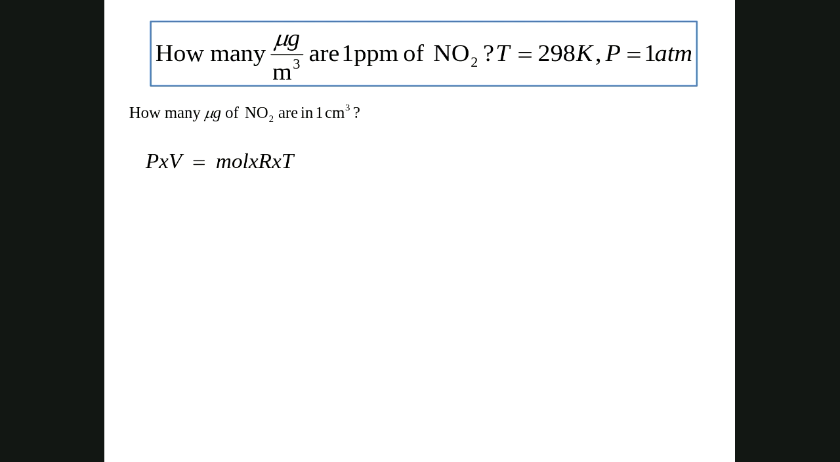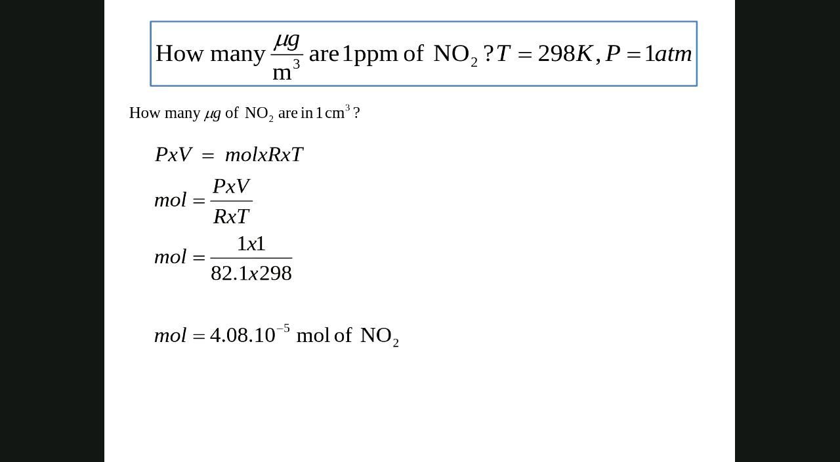So we've got the equation, and we rearrange it to leave moles as your unknown. We know the pressure is 1 atmosphere. We know we have 1 cubic centimeter of nitrogen dioxide. We know the value of R, 82.1, and we know the temperature, 298 kelvins. Doing those calculations comes up with this value. In 1 cubic centimeter of nitrogen dioxide, there are 4.08 times 10 to the minus 5 moles.